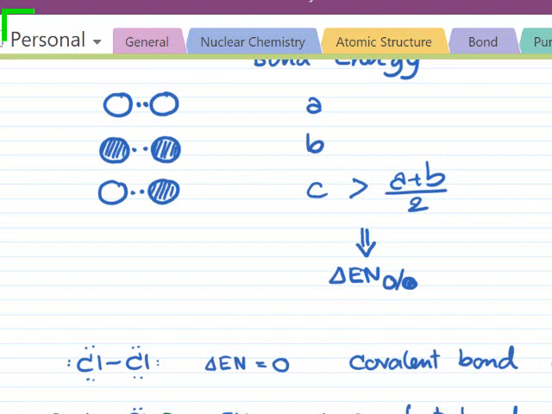If you look at the delta EN, Cl2 delta EN is equal to 0, and the delta EN increases from Cl2 to HCl and to NaCl.